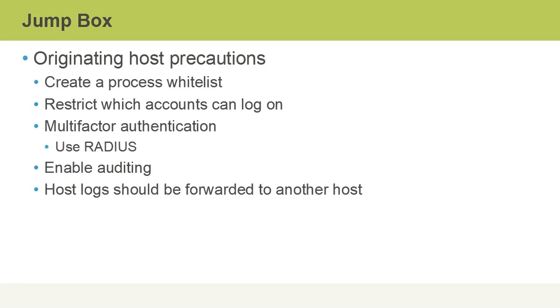On the originating administrative station or host, there are precautions that we can take to protect our network. First is to create a process whitelist. In other words, only the allowable processes are allowed to run on the originating administrative workstation. We can then determine which accounts are used to log on to that system. So only administrative accounts, for example, should be allowed to log into that originating system.